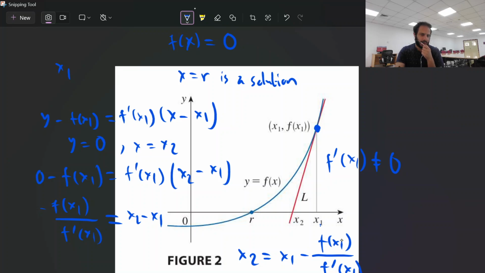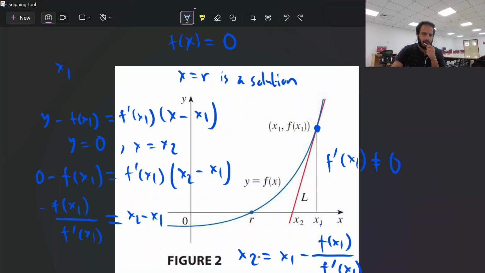So for Newton's method to work, you need the derivative to be non-zero at the x values, x1, x2, these values, to get a good approximation. It's not good to have the derivative equal 0 because the method will not work. See here, we divided by the derivative. If the derivative is 0, then it will not work. So remember this: f'(x1) is not 0.